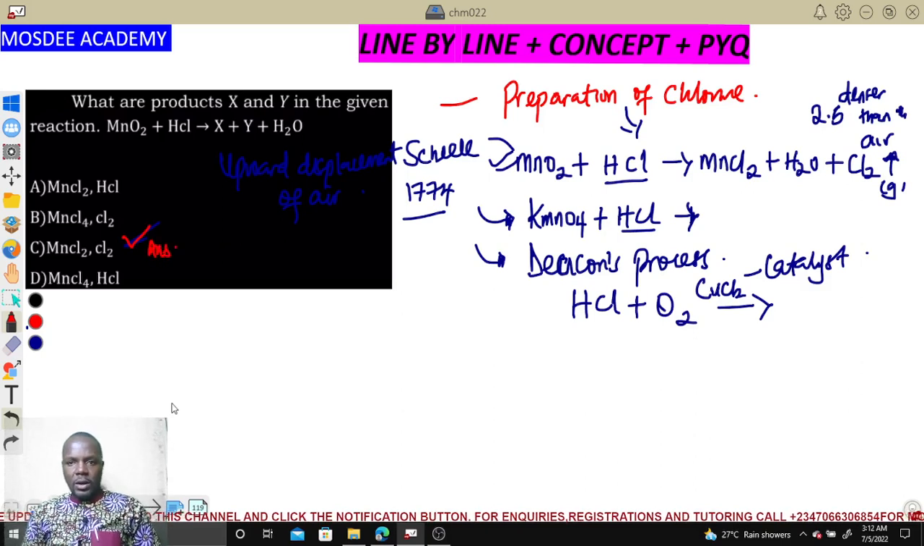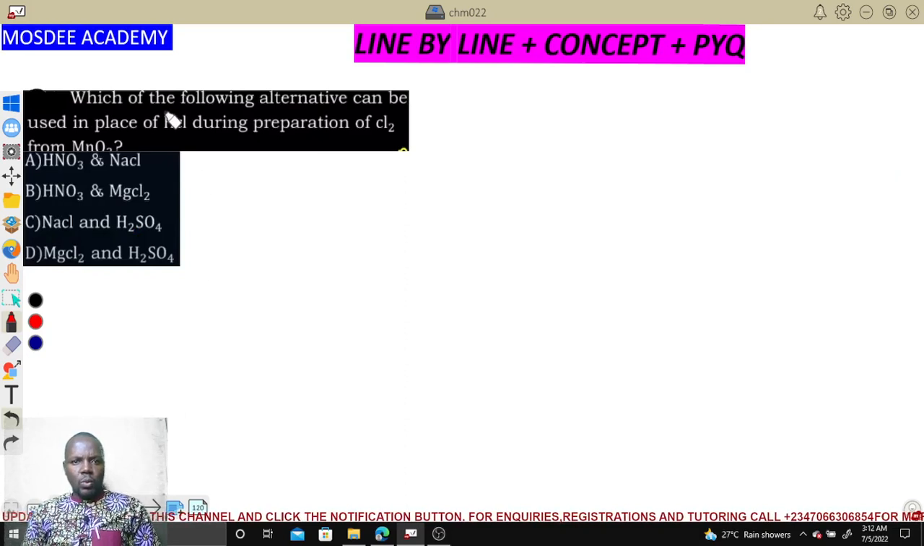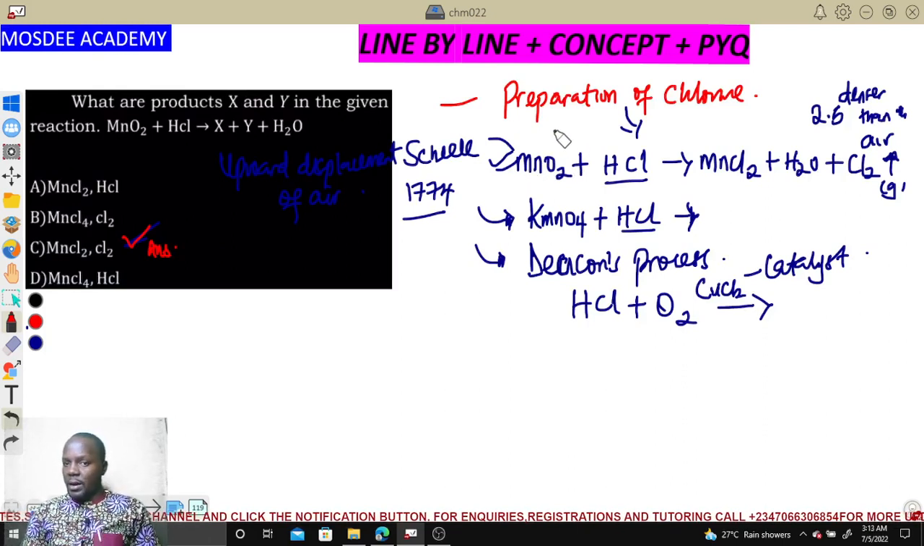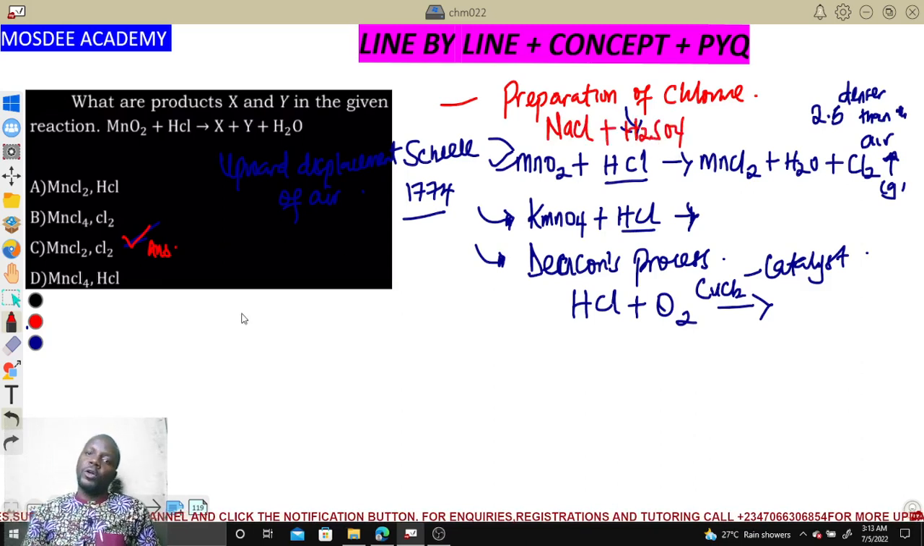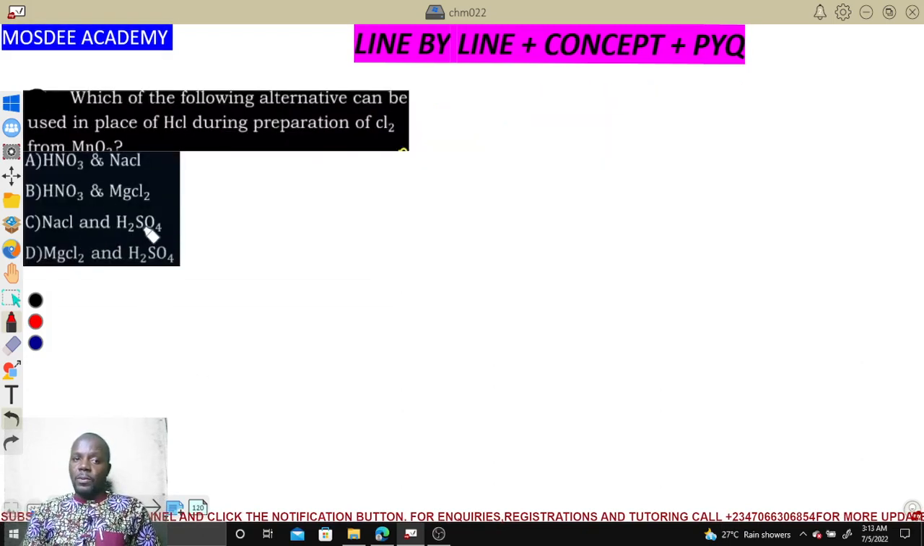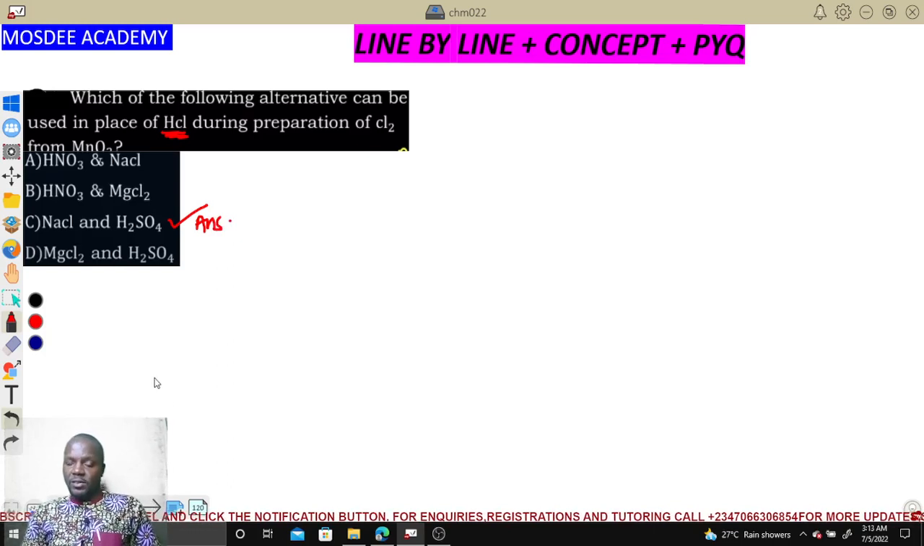The next question says, which of the following alternatives can be used in place of hydrochloric acid during the preparation of Cl2 from MnO2? What did I tell you about that? I said you can actually mix what? NaCl. I was talking about that the other time, NaCl plus what? H2SO4. So please note that. I think I stated it, I didn't write it down. So now we can use NaCl plus H2SO4 when HCl is not present. So that is another way of preparing chlorine. Keep that in mind.